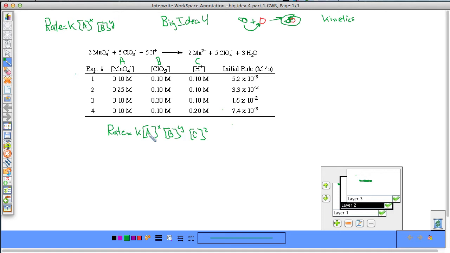All right, so let's take a look at A. First of all, A is our permanganate. So what happens between here and here? Because between experiment 1 and experiment 2, for A, let's solve for A.